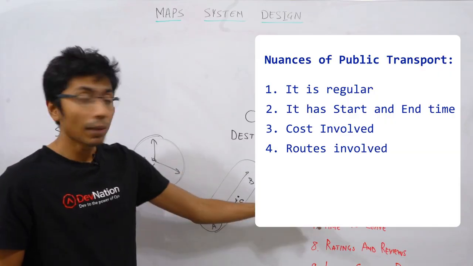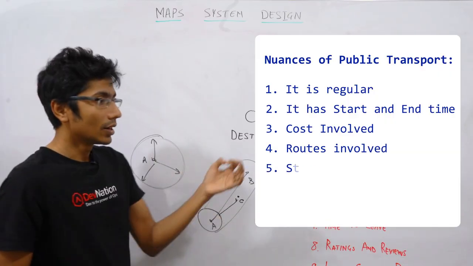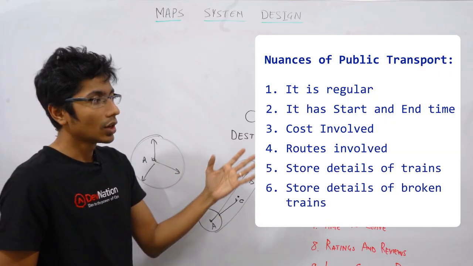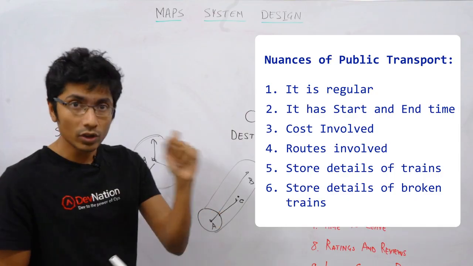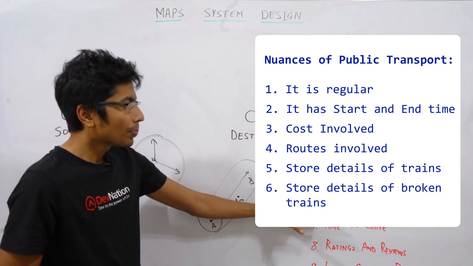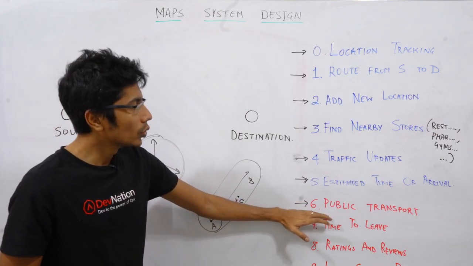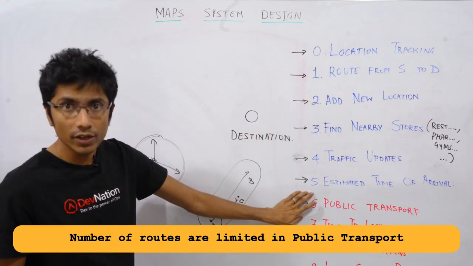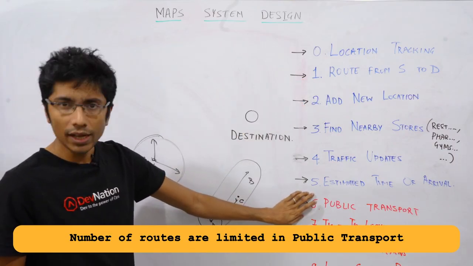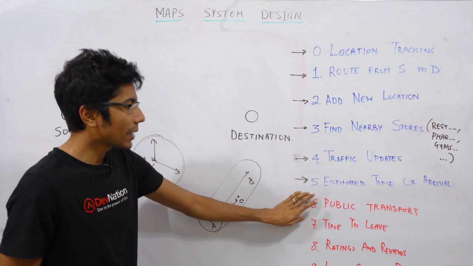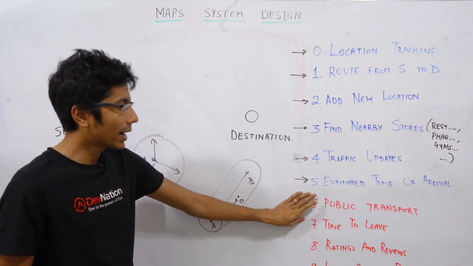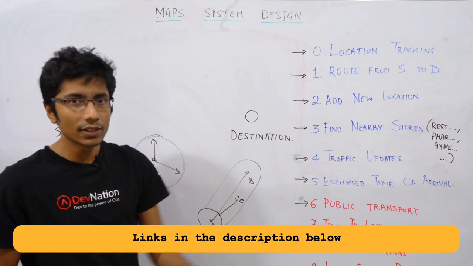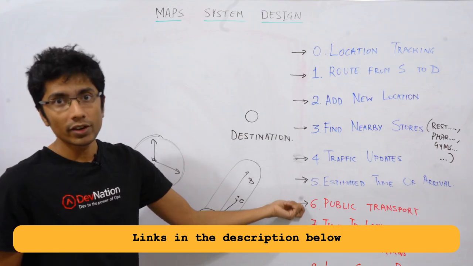There are routes in the public transport that are involved. So you have to store trains, and in case some train is broken down, you have to store that also. It is in fact a little easier to do than a simple route from S to D, because the number of routes is limited here. But it's not something that we'll be looking at. You can pick this up as a home assignment and come back to us. I'll be adding some relevant links in the description which optimize for public transport.